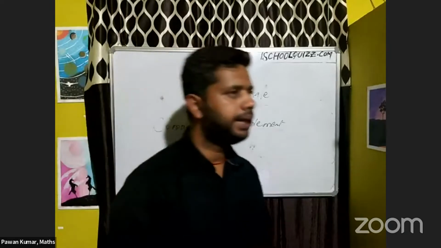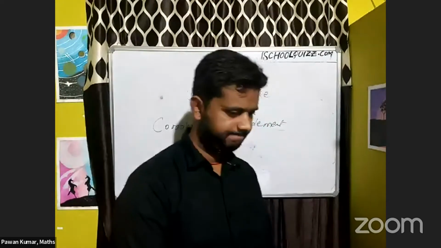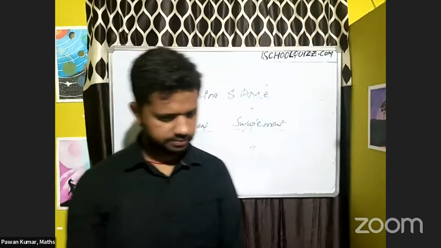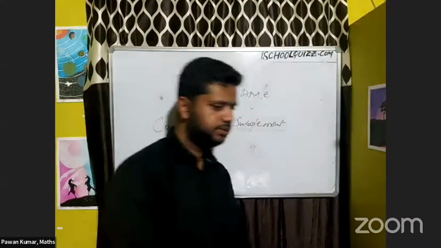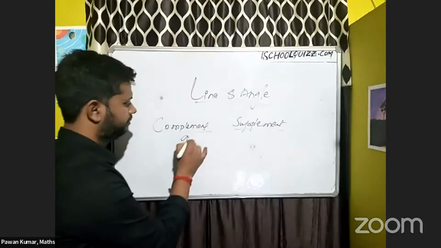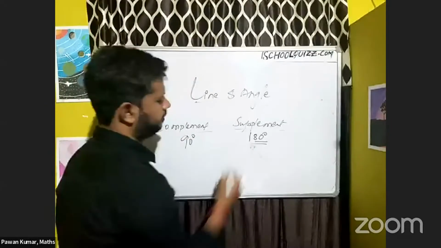What is the complementary angle? Two angles are said to be complementary if the sum of their measure is 90 degrees. Sum of whose 90 degrees? And this is 180 degrees. Correct?